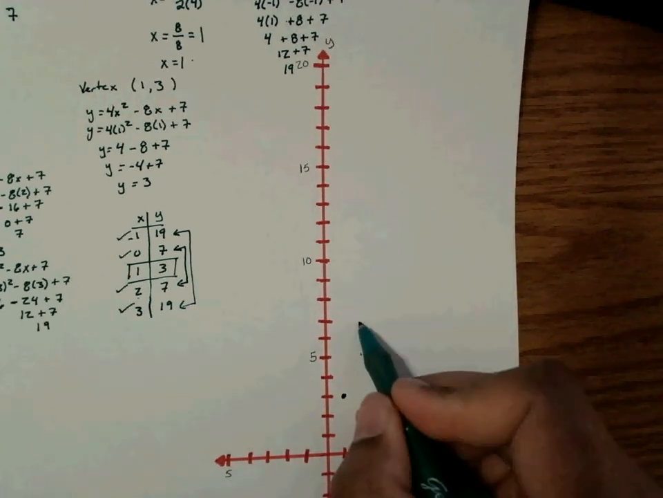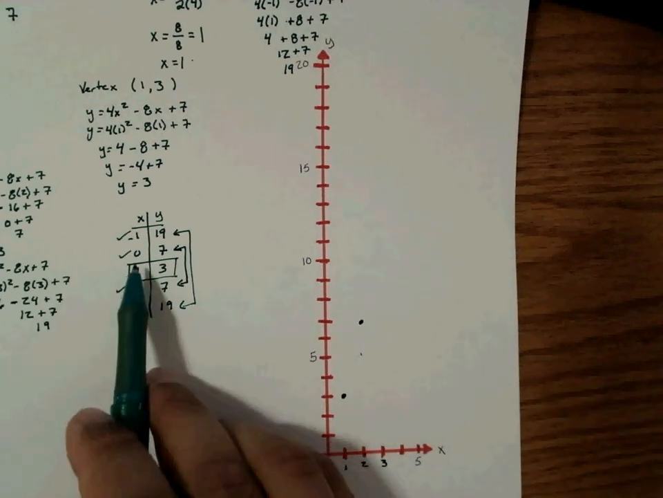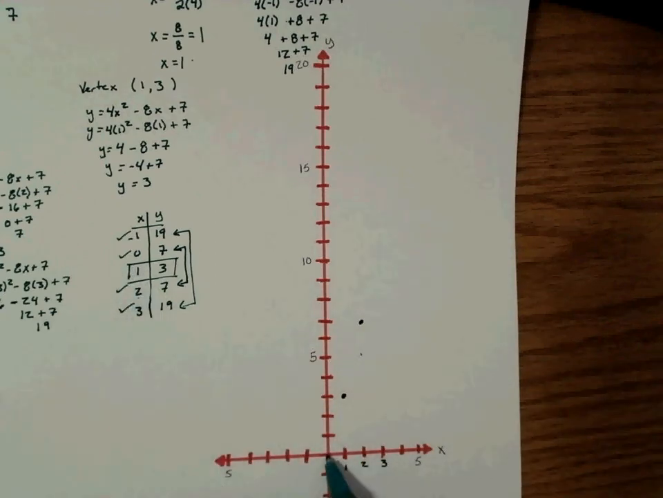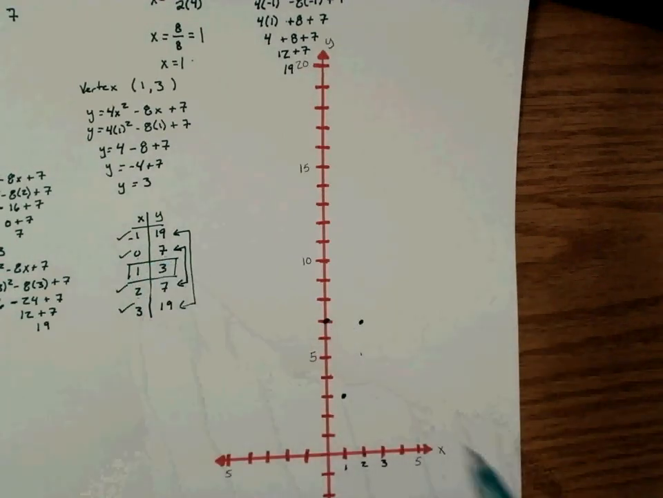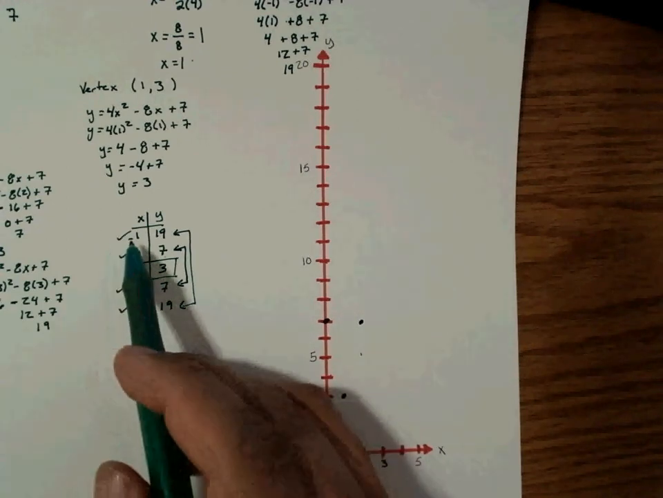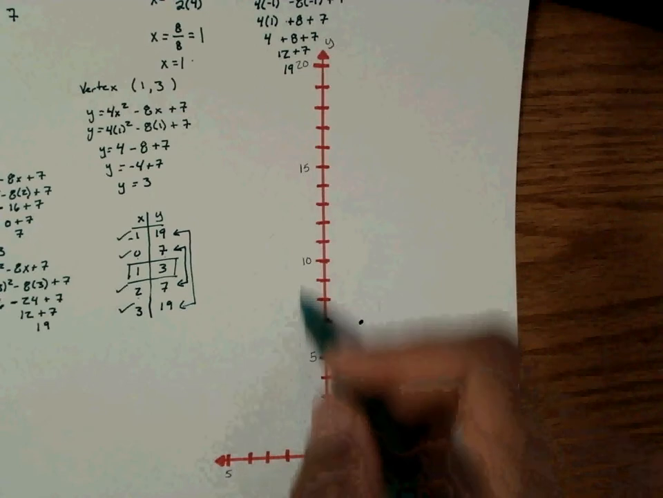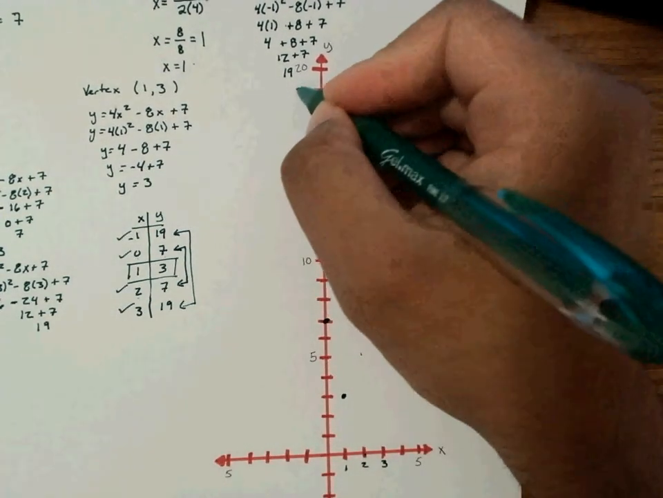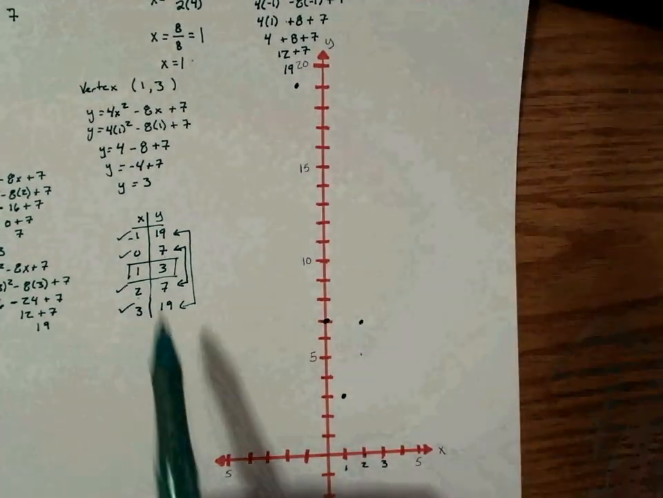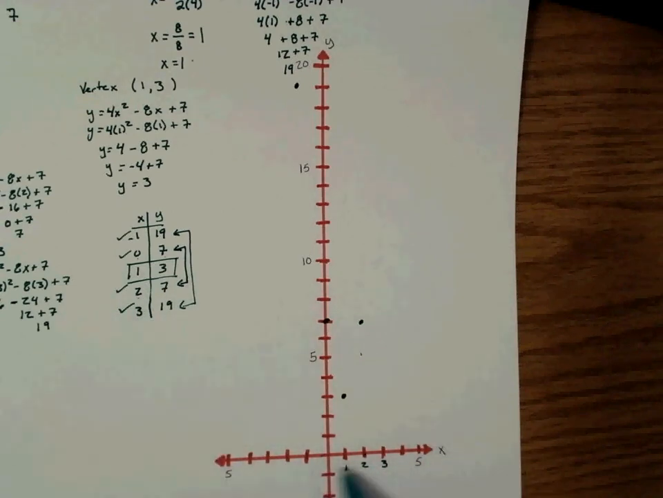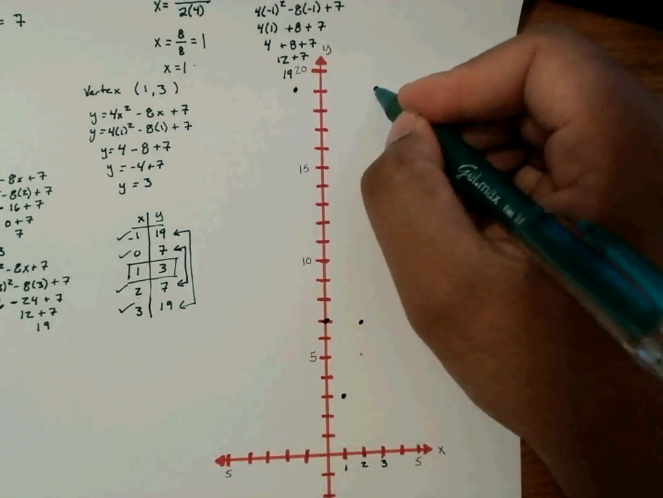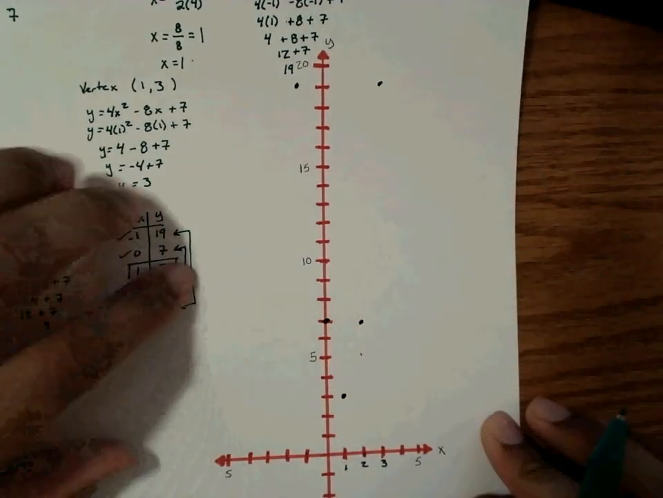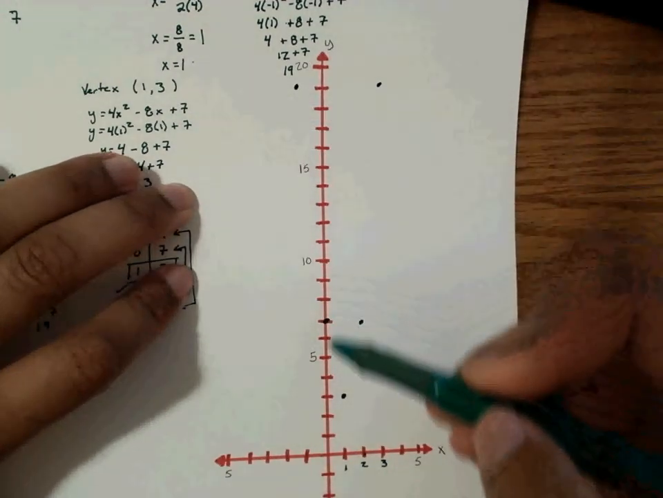So there's 5, 6, 7. It's right there. I'm going to go to 0 on the x. I'm going to go up to 7. 0 up to 7. We're going to go to negative 1 on the x and up to 19. Negative 1, 19. Go up to 19, which is right about there. And then we have 3, 19. So I'm going to go to 3 on the x. I'm going to go up to 19. And then from there, you can see the shape of the parabola.